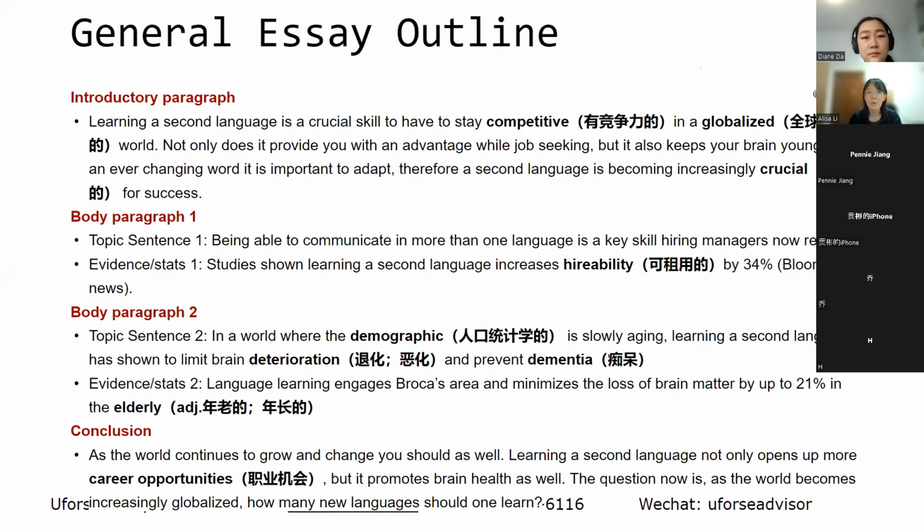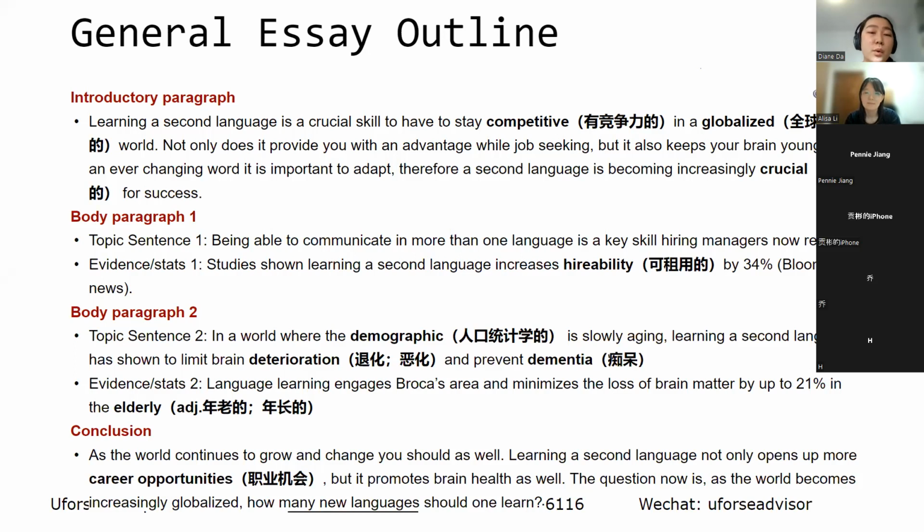同理，我们的 Body Paragraph 2也有一个 topic sentence，就是它的话题句，对吧？In a world where the demographic is slowly aging, learning a second language has shown to limit brain deterioration and prevent dementia。那么同时我们也给出来了另一个 evidence，就是一个论点句再去支持它。那么我们在 conclusion 这一段的时候，回扣第一段，又把这个 thesis 重新说了一遍，重新强调了一遍，并且总结了 body 段的2段中所提到的论点。OK. Perfect.